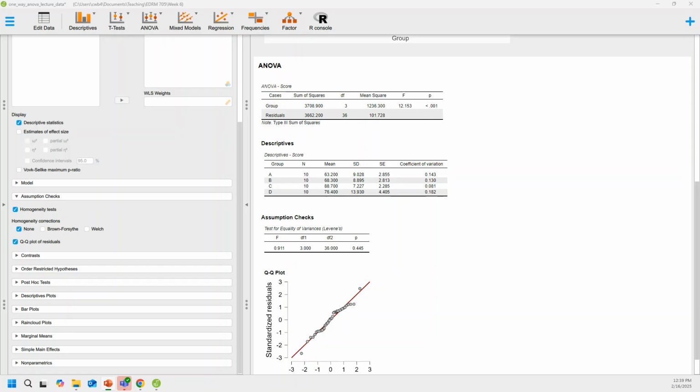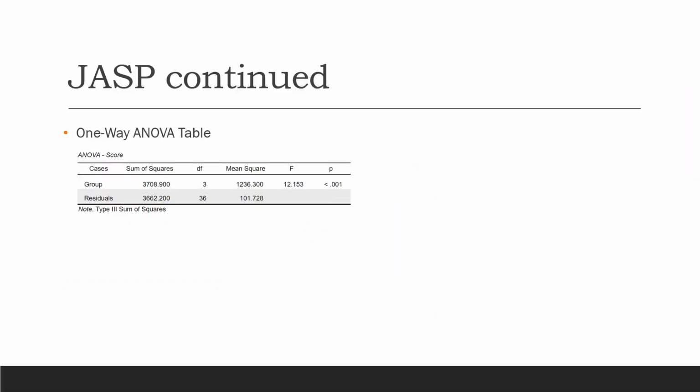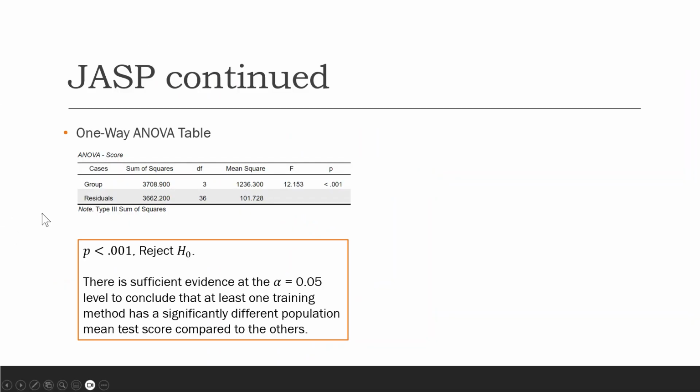All right. And so if I go back to my notes, I have my ANOVA table here. Since our p-value is less than 0.001, I know that I'm going to reject my null hypothesis, and I can say that there is sufficient evidence at the 0.05 significance level to conclude that at least one training method has a significantly different population mean test score compared to the others. All right, we know that at least one of those is different. We don't know which one.